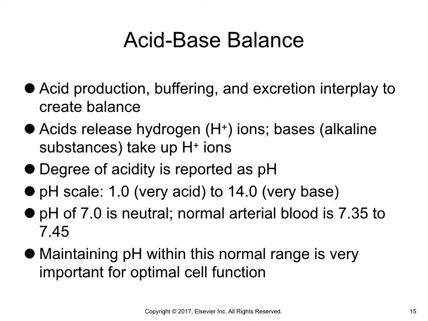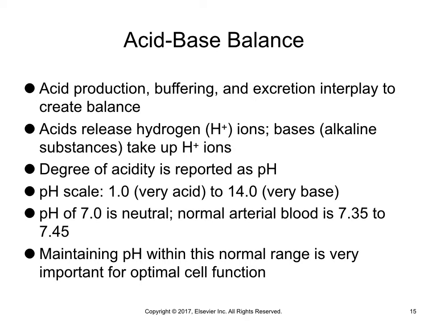Normal acid-base balance is maintained with acid excretion equal to acid production. Acids release hydrogen ions. Bases, known as alkaline substances, take up the hydrogen ions. The more hydrogen ions that are present, the more acidic is the solution. If the pH goes outside the normal range, enzymes within cells do not function properly, hemoglobin does not manage oxygen properly, and serious physiological problems occur, including death.